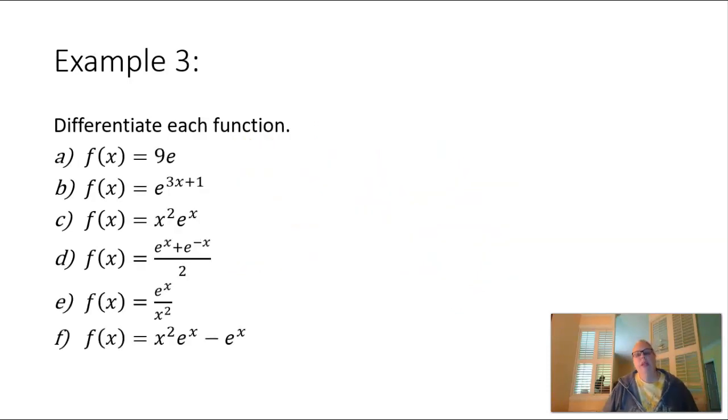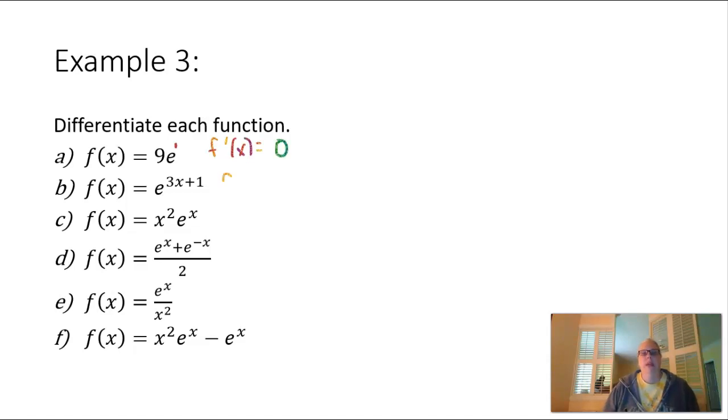Alright, example 3. These are going to get a little bit more interesting. We're still going to differentiate. For part A, this is going to be an e to the first power here. So all of this is a constant. And so the derivative of a constant, remember, is just 0.